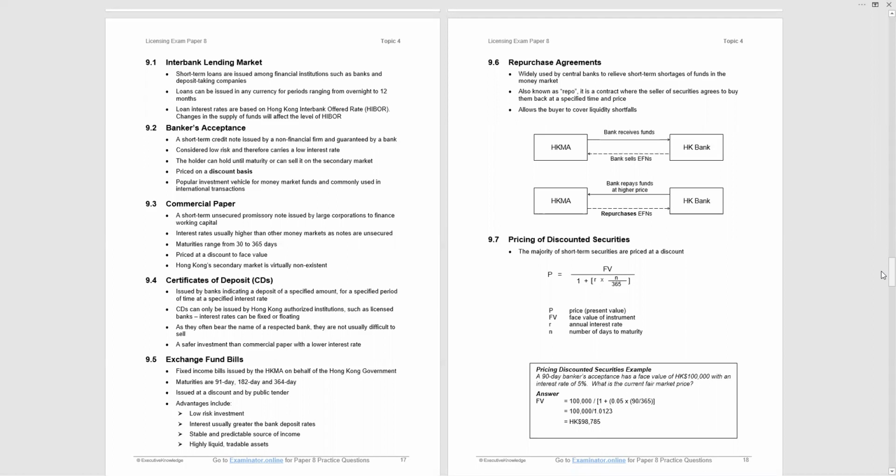Read through all the detail, but they are interbank lending market, bankers' acceptances, commercial paper, certificates of deposit, and exchange fund bills. Now, the exchange fund bills are issued by the Hong Kong Monetary Authority. As we'll see a little later, notes and bonds have maturities of more than 1 year. Bills up to, but not more than 1 year.